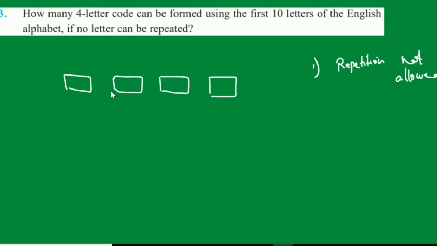So we can start from the first place or from the last place. For the 4-letter code, if I am filling the first place, I can use any one of these 10 letters. So how many ways of filling the first place? 10 ways. What happened to the next place? Can I use the letter again? The letter cannot be repeated. So how many ways of filling the second place? 9, because if I used A, I cannot use A again. Okay. So third place, how many ways? 8 ways. Then 7. So 10 into 9 into 8 into 7, 5040 codes.